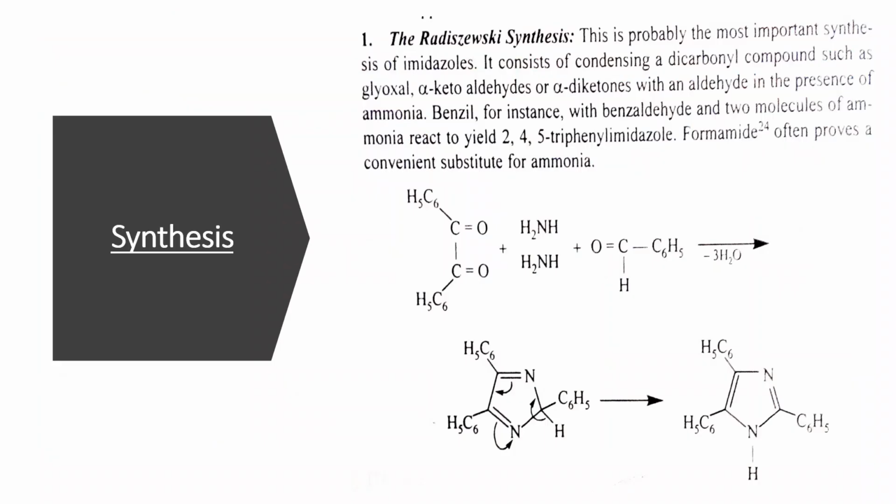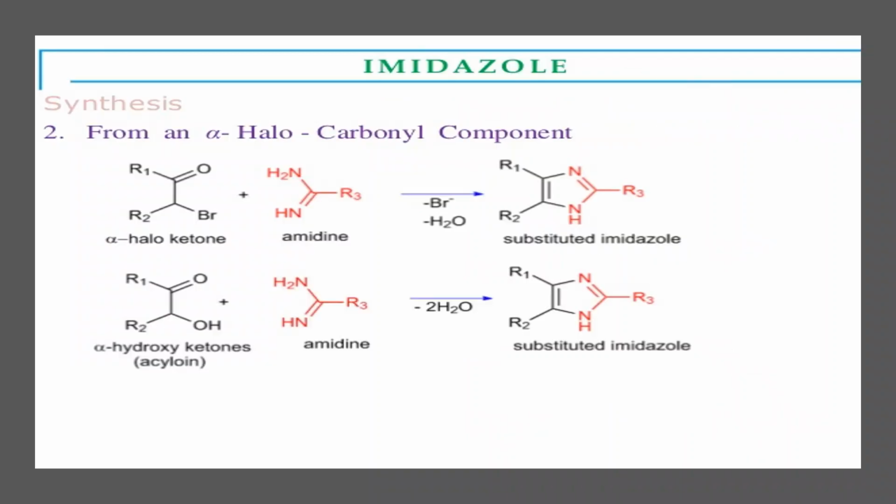So this is another example of how it can be treated. Your amine treated with this. This is with an example. You treat it with an aldehyde. You get a corresponding substituted imidazole.